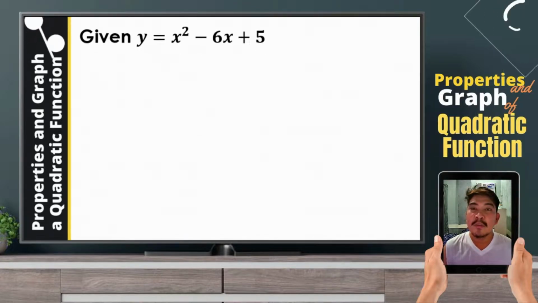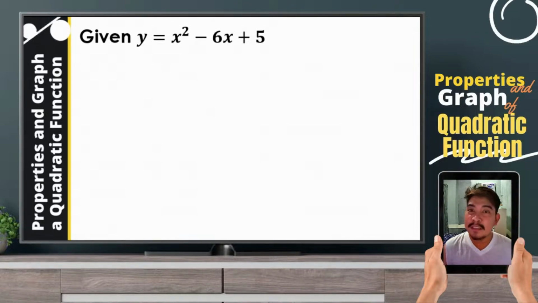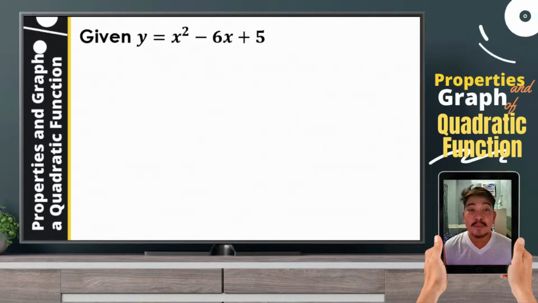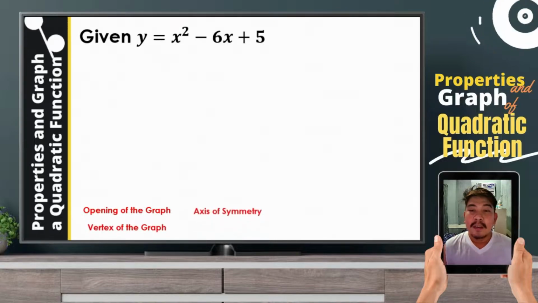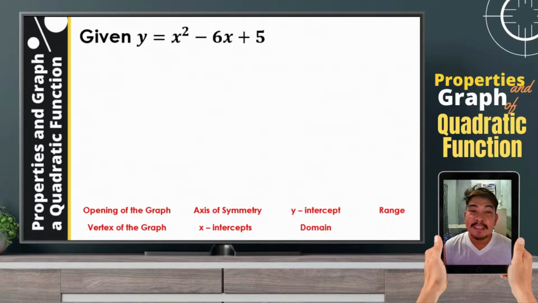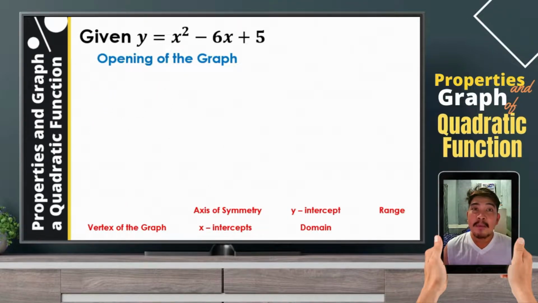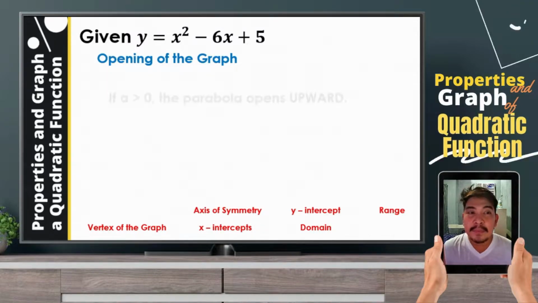Given the quadratic function y is equal to x squared minus 6x plus 5, let us determine the properties and the graph of this quadratic function. We will be finding the 7 properties. So when can we say that a parabola opens upward and a parabola opens downward? It will depend on the value of a.